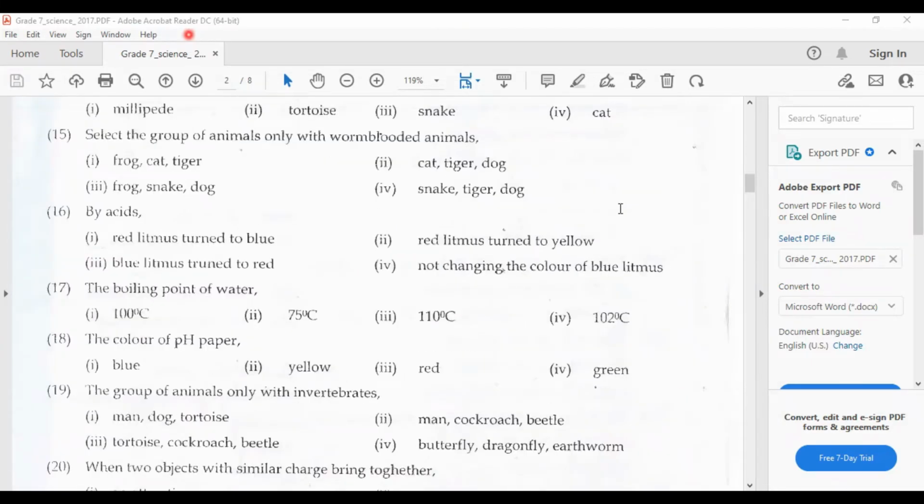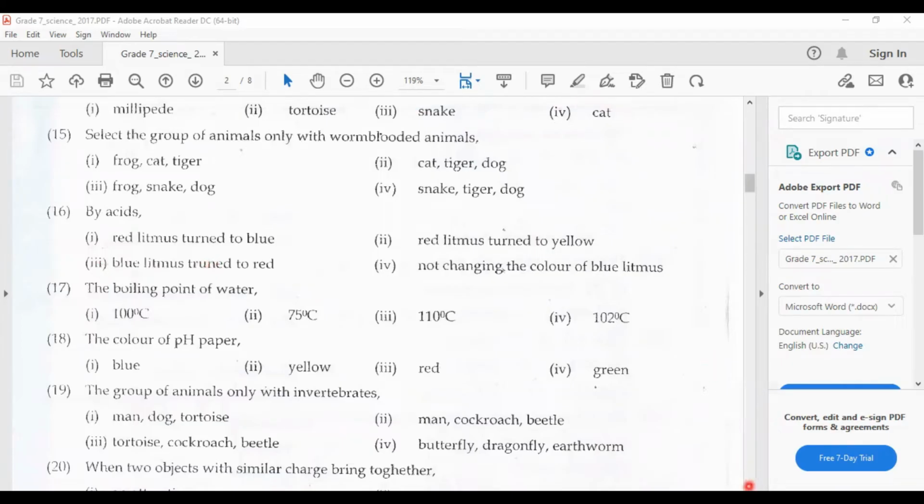16th question, about acids, the answer is answer number 3, blue litmus turns to red. There's a way to remember that. BRT and BR means bases turn red litmus to blue. Bases turn red litmus to blue. ABR means acids turn blue litmus to red. Acids turn blue litmus to red. So answer number 3. Acids turn blue litmus to red color. Next, 17th question.